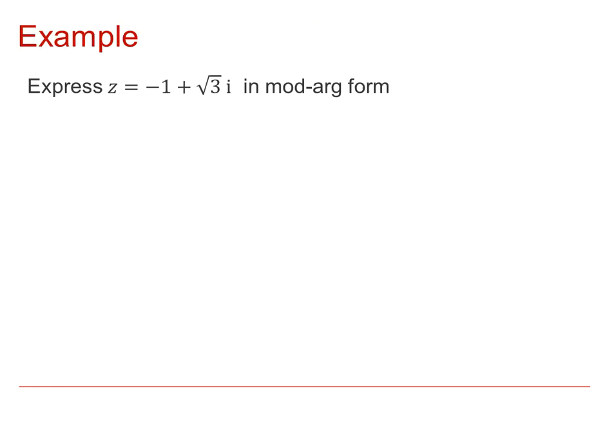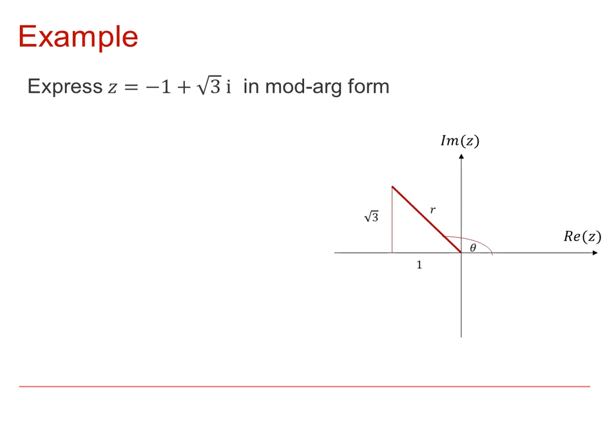So we can look at an example of that then, expressing z equals negative 1 plus root 3i in modulus argument form. Well, I would always suggest that the first thing you do for this is to draw a diagram of what it looks like. So there it is, at negative 1, root 3. And if we then calculate the value of r, it's clearly 3 plus 1 is r squared, therefore r is equal to 2. So the modulus of the complex number is equal to 2.